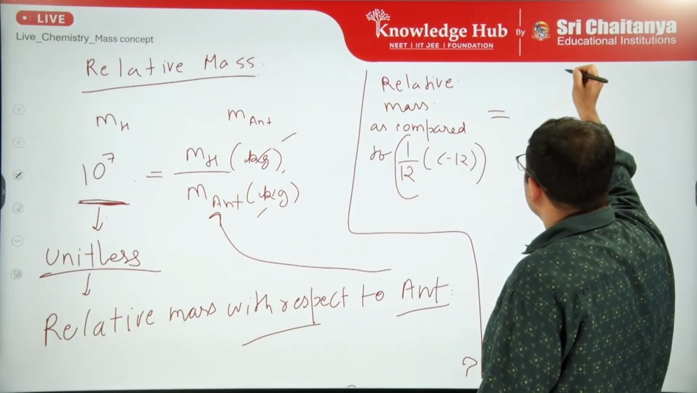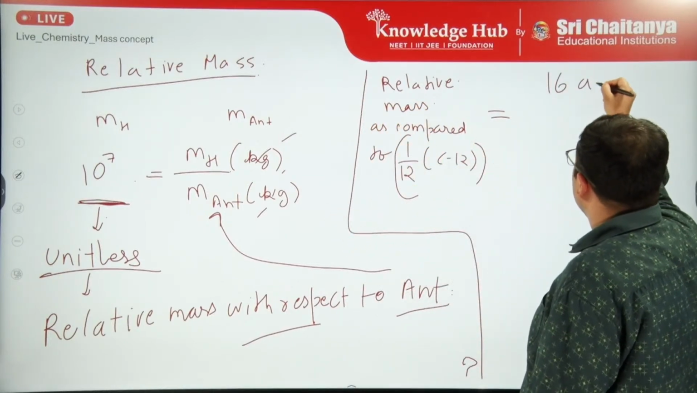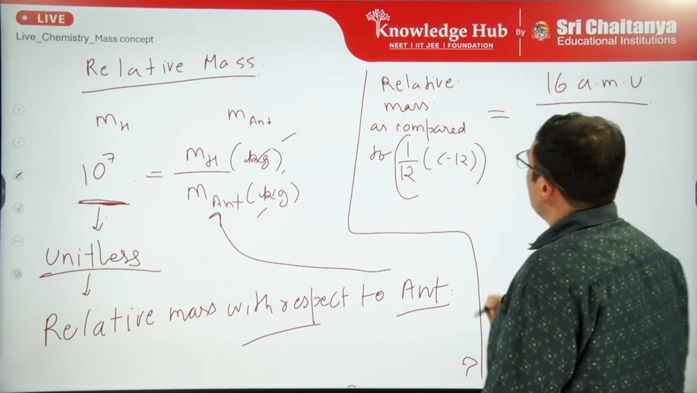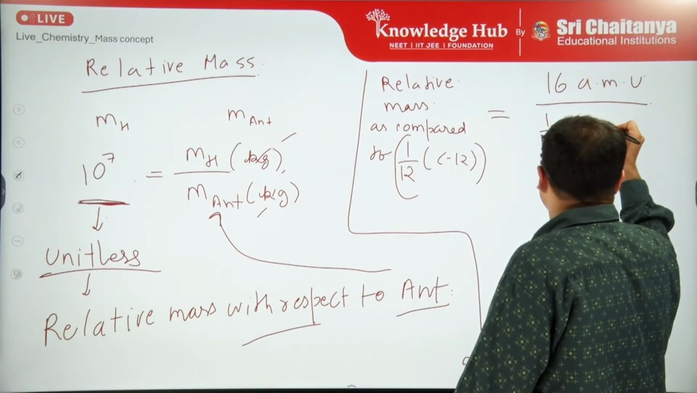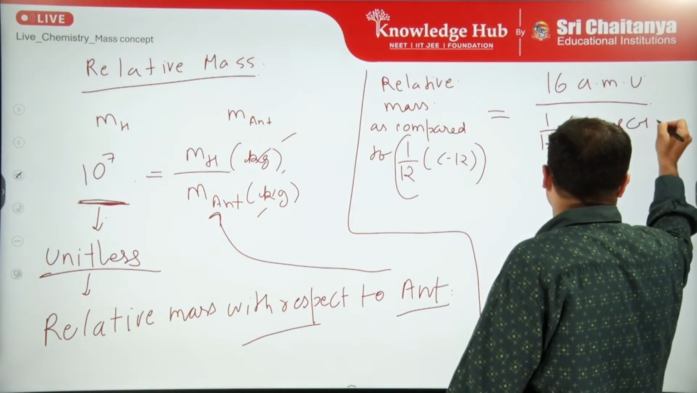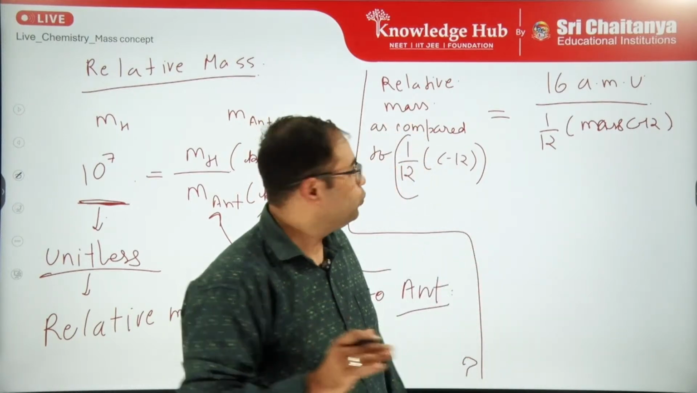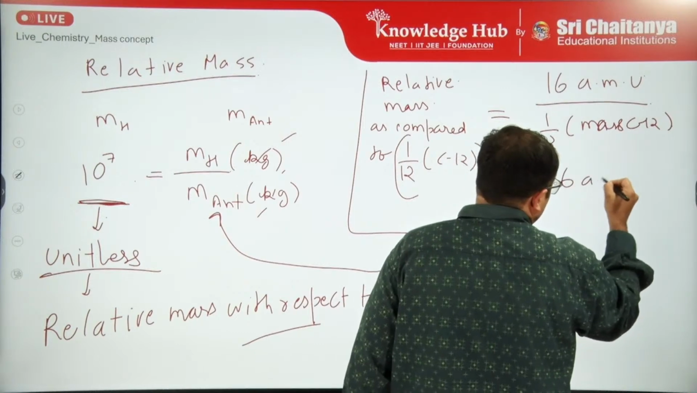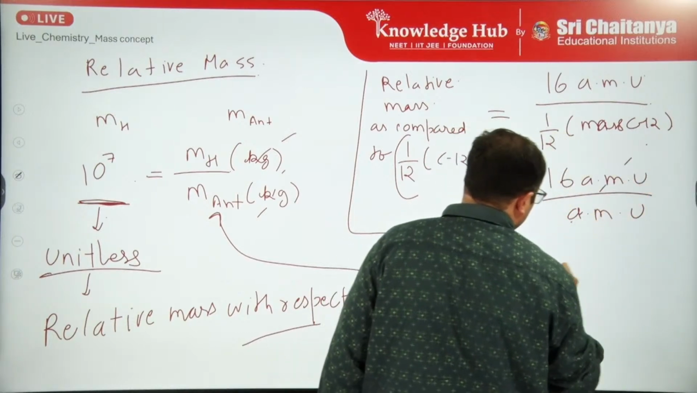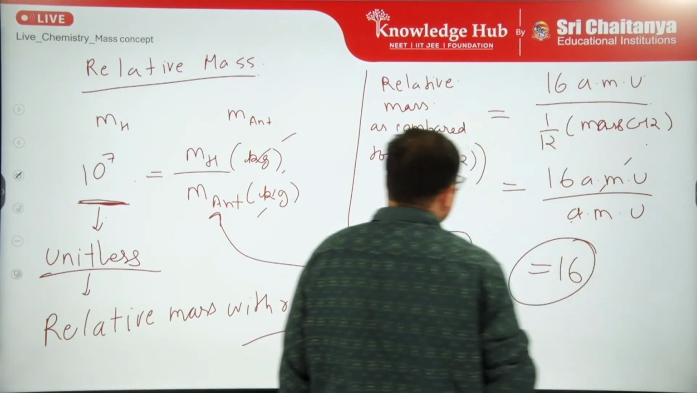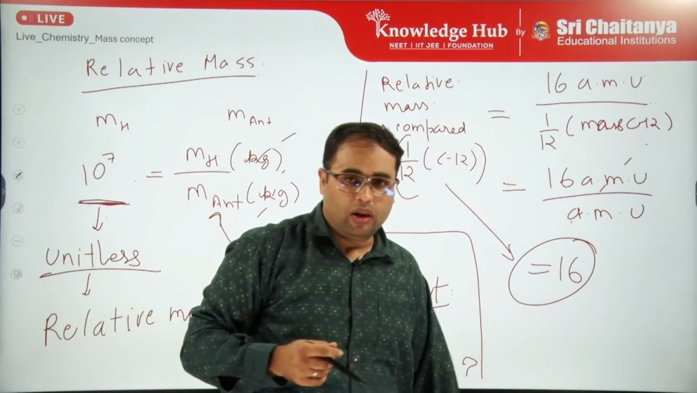So suppose let me take the example of oxygen again. Oxygen 1 atom mass is 16 AMU. And what is 1/12 the mass of carbon 12? It is nothing but 1 AMU. So this 16 AMU will get divided by 1 AMU, this gets cancelled out and you get a value of 16. So this 16 is your relative mass as compared to carbon 12.